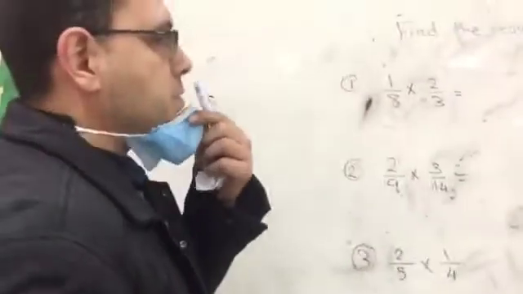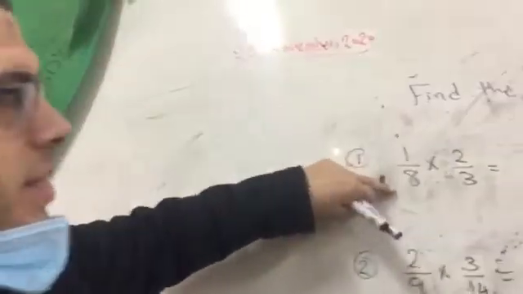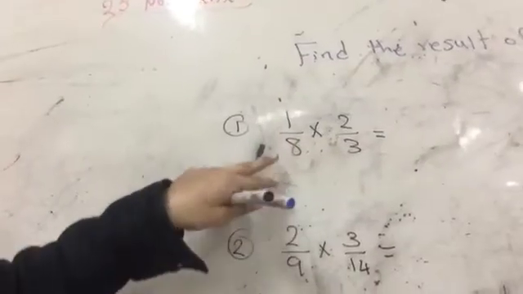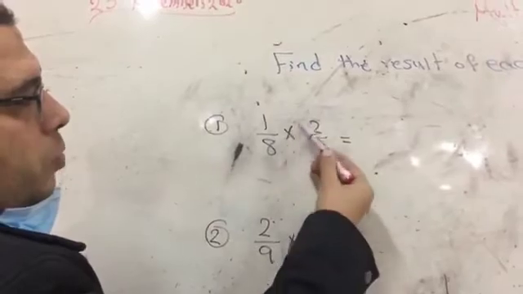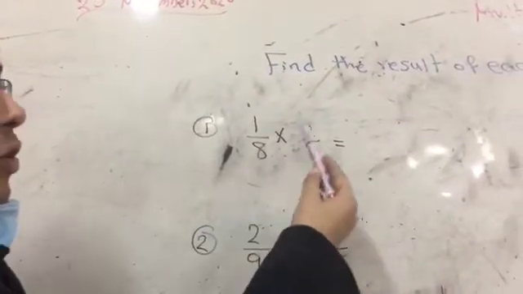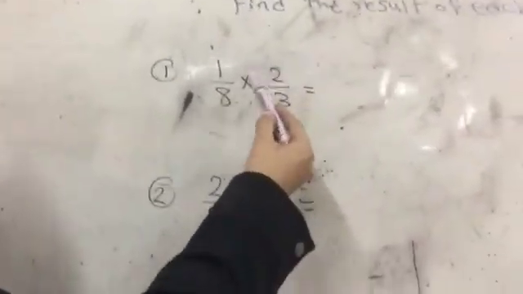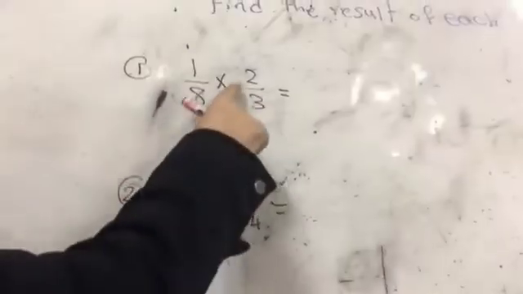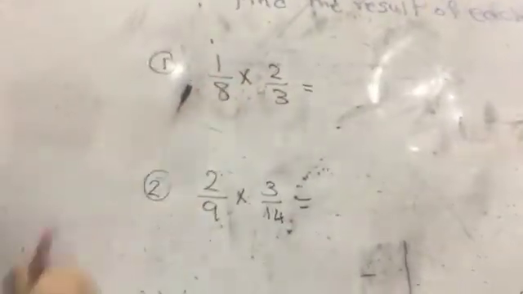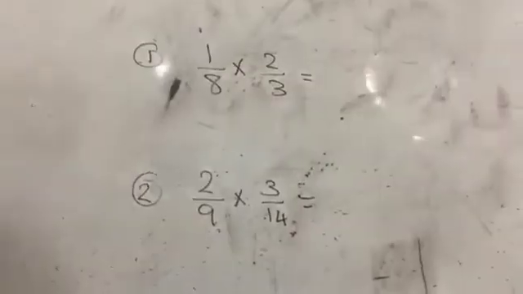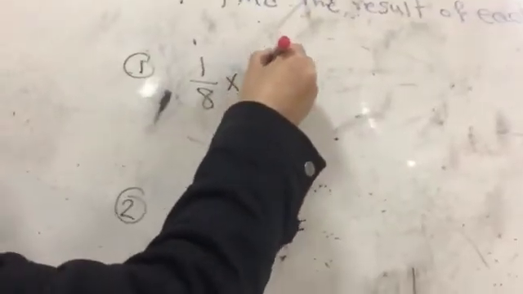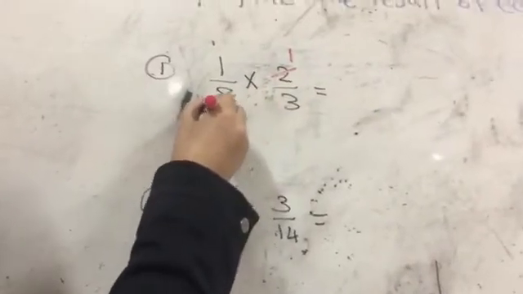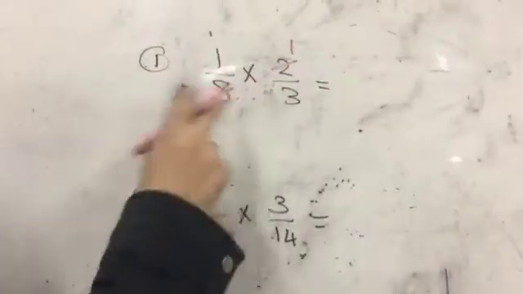Here we have something like 1/8 times 2/3. Here we have a common factor between numerator and denominator. What is the common factor between numerator and denominator? Both of them can be divisible by 2. So let's do this one. 2 divided by 2 is 1. 8 divided by 2 is 4. Here 1 and 3 don't have one.